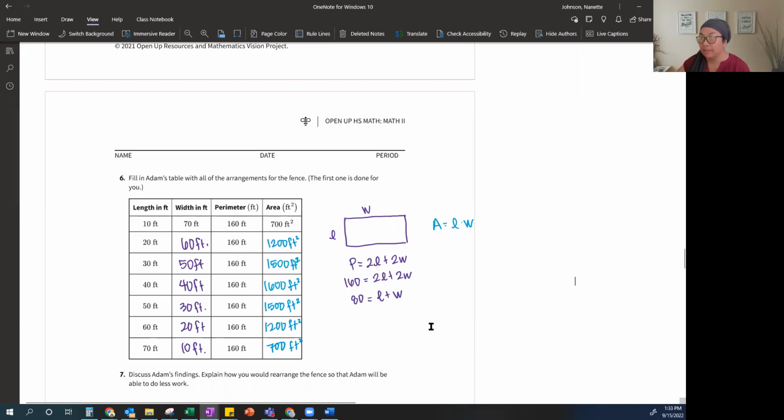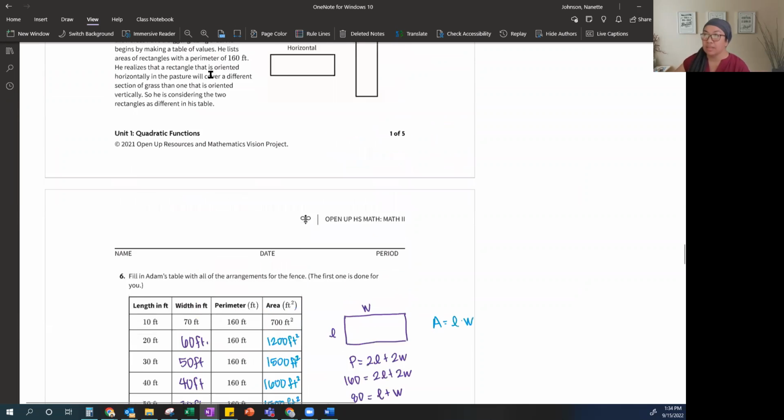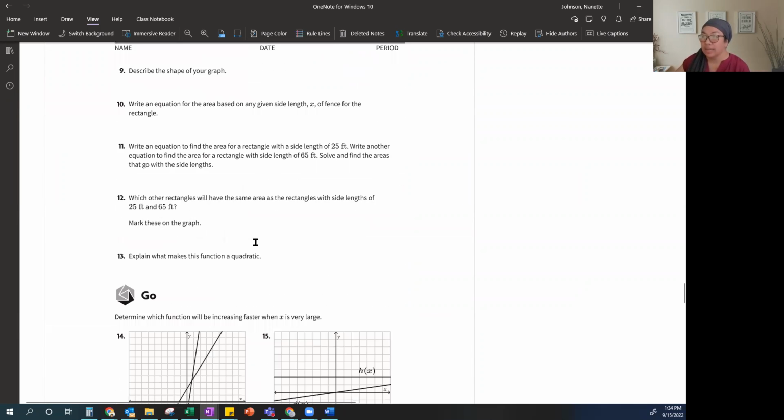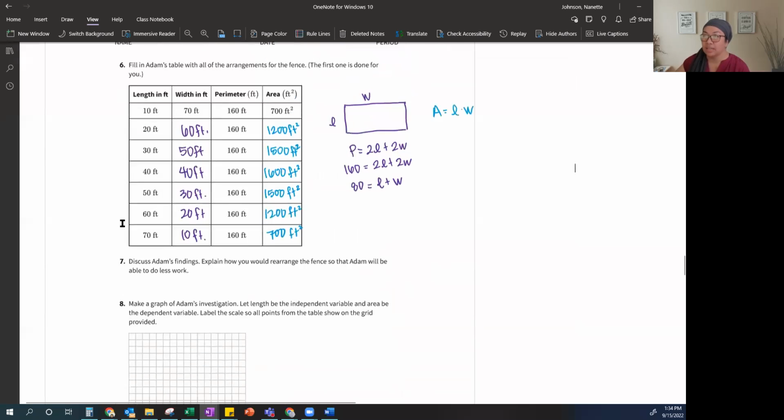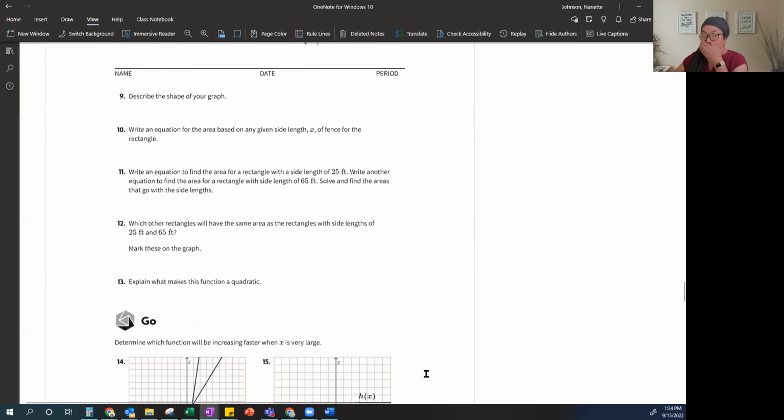Someone said number 11. So write an equation to find the area for a rectangle with a side length of 25 feet. And then write another equation to find the area of a rectangle with side length 65. Solve and find the areas to go along with this. This is still the same context up here. So they're saying now, how would you find it if I continued this chart and put 15 right here? How would you find the area, right?